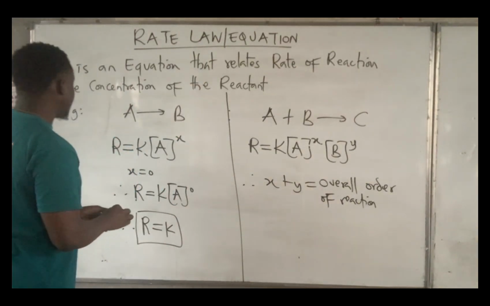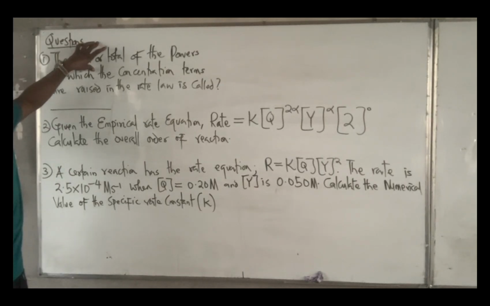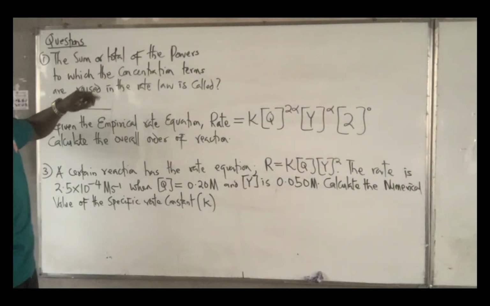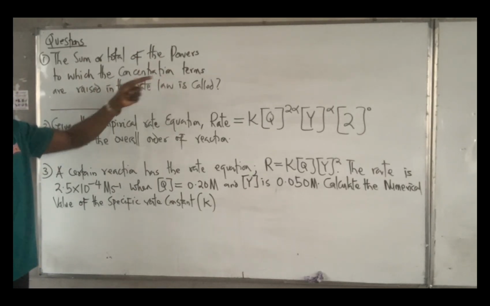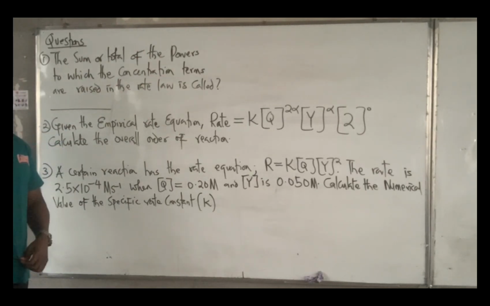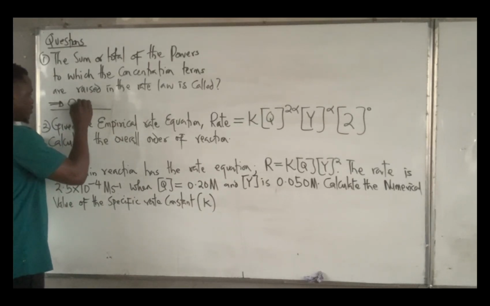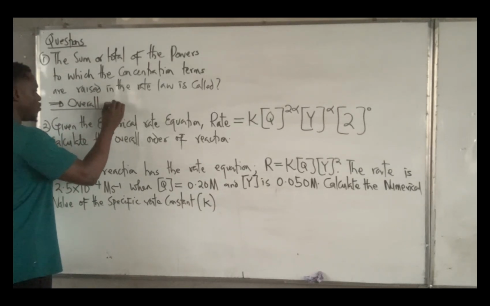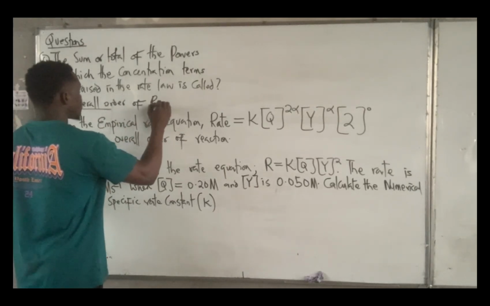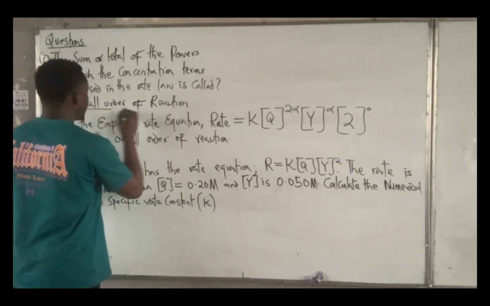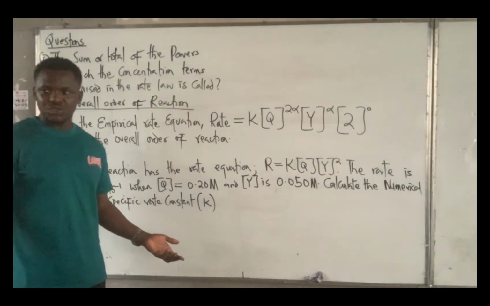Now there are various ways you can ask those questions. Please look, we have a question here. This is actually very similar to what I gave us previously. The sum or the total of the powers to which the concentration terms are raised in the rate law is called what? Overall order of reaction or order of reaction. It's the same thing. So the answer to this question is overall order of reaction or simply order of reaction.